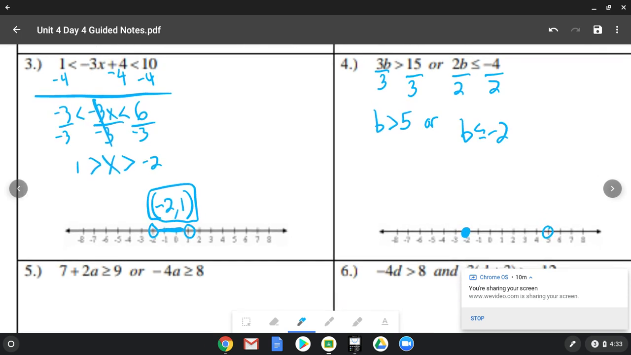So now that I have an open and closed circle, I follow the way that this is pointing. So for negative 2, it's pointing to the left. So that's the way that I'll shade. For 5, it's pointing to the right. So that's the way that I'll shade.